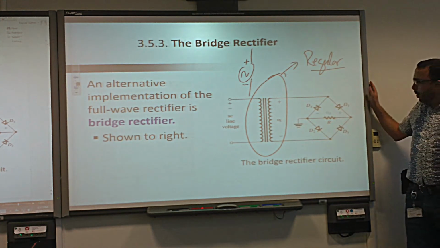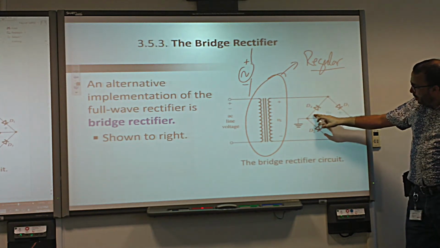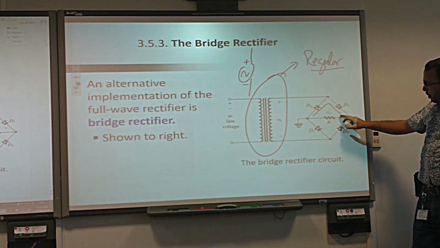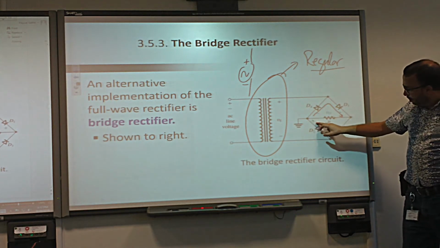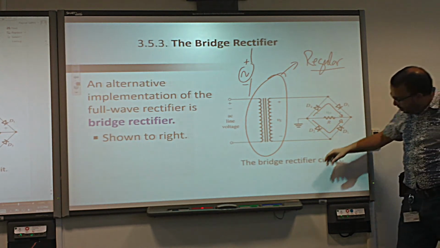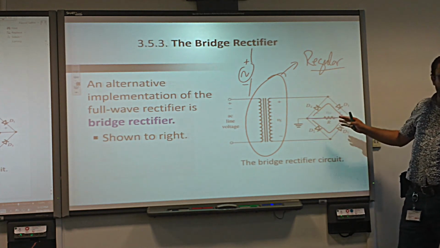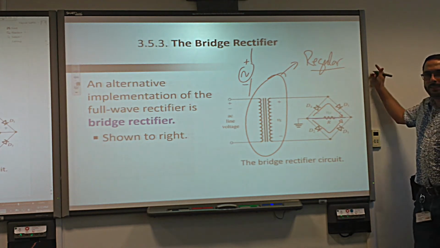In the bridge rectifier we have now, instead of 2 diodes, 4 diodes. And they are like this. Up, down, down, up. And in between them, there's a resistor. Why did I do that? To make it easy to remember.